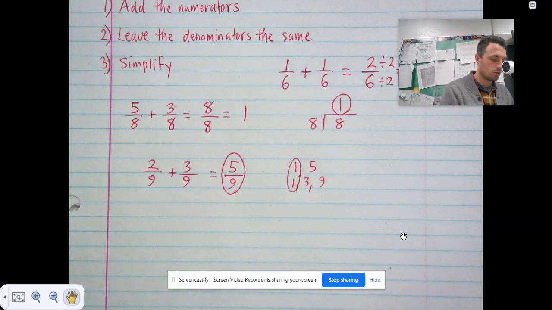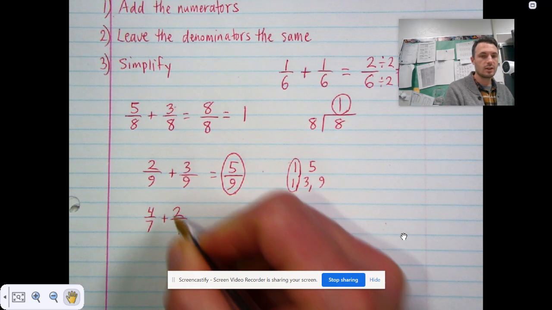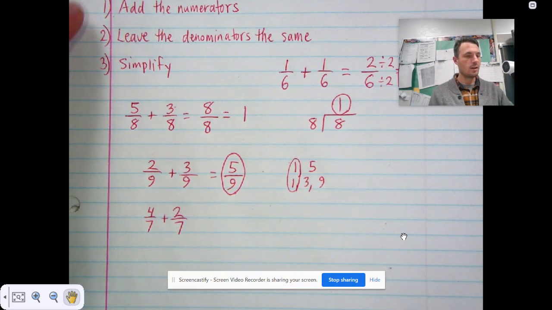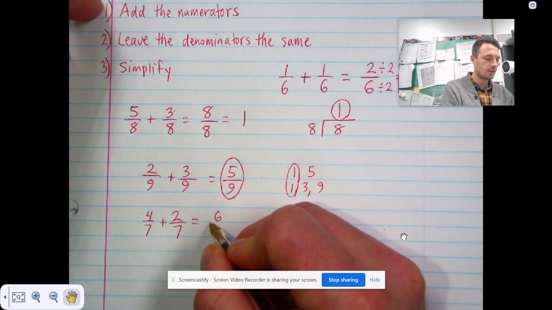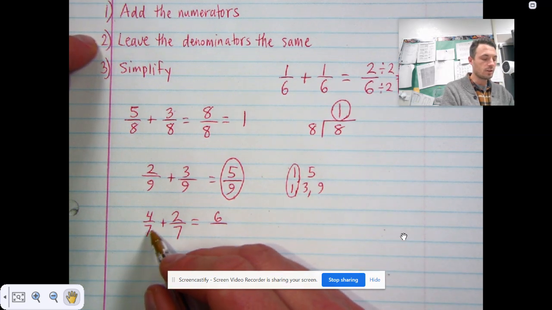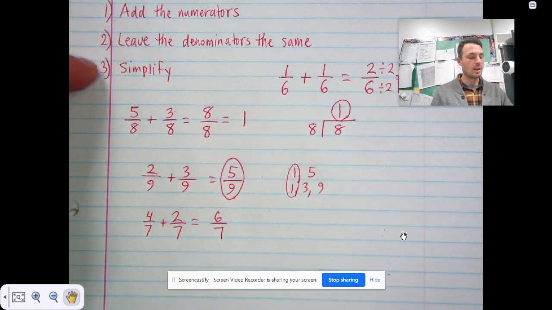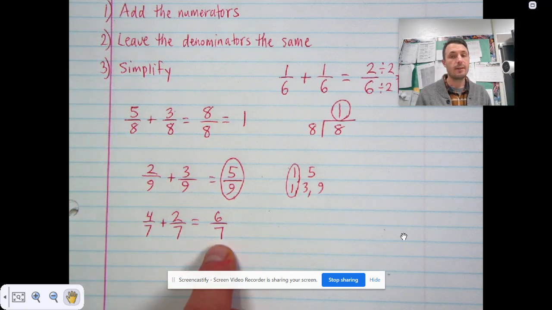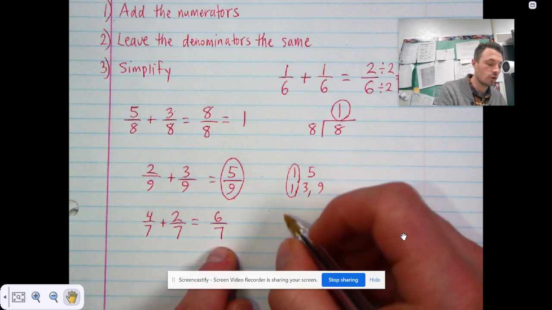Let's do another one. Let's do 4/7 plus 2/7. Step 1, add the numerators. 4 plus 2 is 6. Step 2, leave the denominators the same. 4/7 plus 2/7, the 7 stays the same. Step 3, simplify. 6/7 is already in simplest form, and that's because the greatest common factor for 6 and 7 is 1. Watch what happens when we try to simplify it.